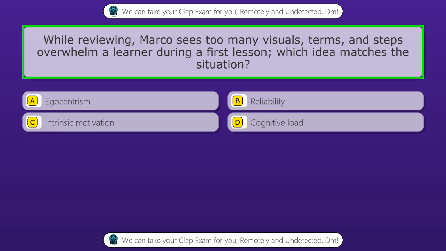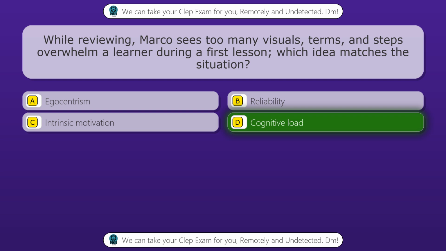Question 45. While reviewing, Marco sees too many visuals, terms, and steps overwhelm a learner during a first lesson. Which idea matches the situation? Option A, egocentrism. Option B, reliability. Option C, intrinsic motivation. Option D, cognitive load. The correct answer is option D, cognitive load.